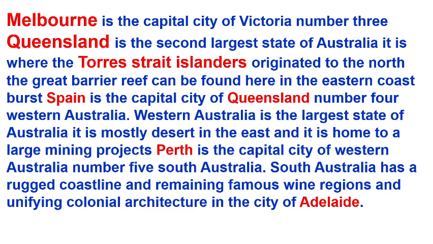Number 4, Western Australia. Western Australia is the largest state of Australia. It is mostly desert in the east and it is home to large mining projects. Perth is the capital city of Western Australia.